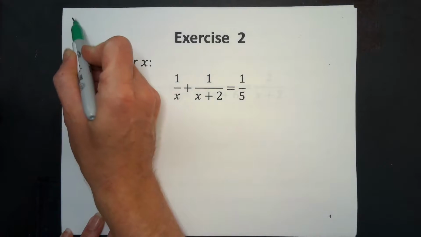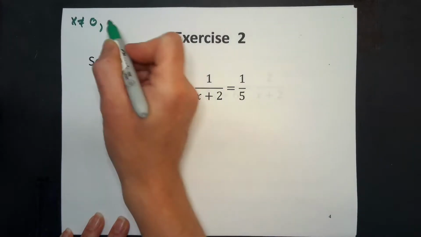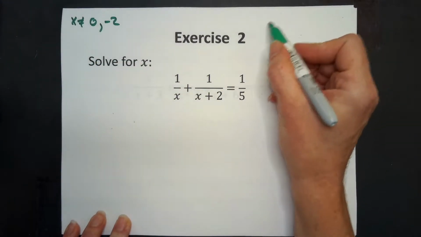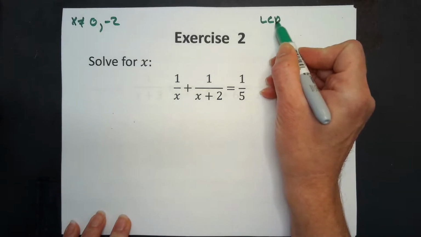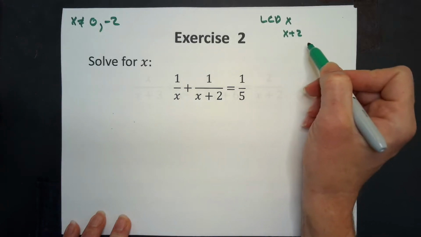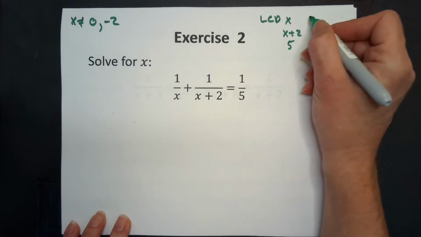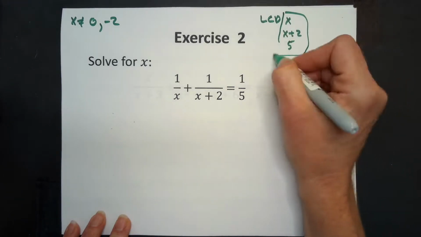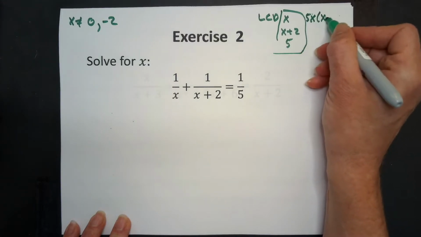We're going to go off to the side and say x cannot be equal to 0 or negative 2, because that would be undefined. Those solutions are not allowed in that equation. If they happen to be a solution, those numbers aren't allowed. My LCD, I need an x. I need an x plus 2. Remember that x plus 2 is a factor in itself, and then a 5. The least common denominator is going to be 5x times x plus 2.